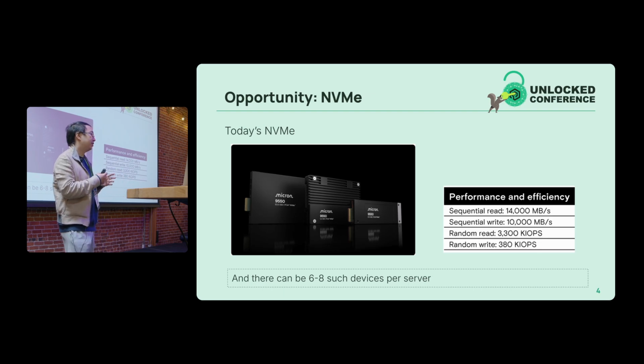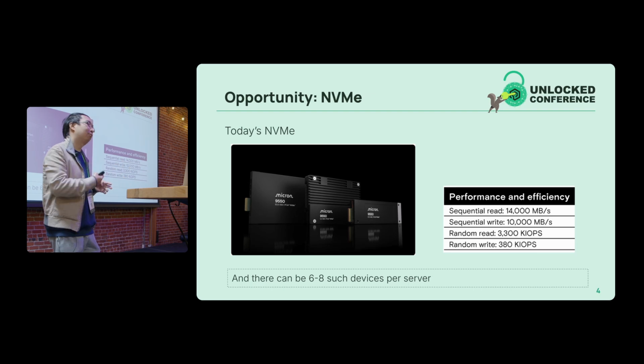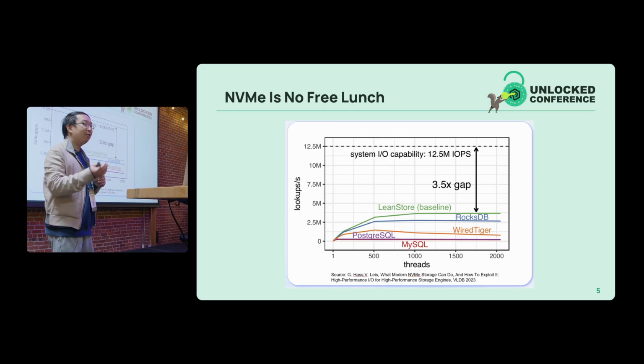NVMe is a stable storage media that has made a lot of progress in the last couple of years. Today, a single NVMe device can deliver amazing performance. Here is one product you can purchase from the market right now. A single device can deliver over 3 million random IOPS. And this is just one device. A single server can have 6 to 8 devices. So if we add all these numbers up, a single server can deliver over 10 million random IOPS, which is astonishing.